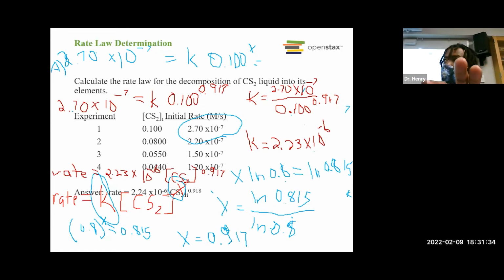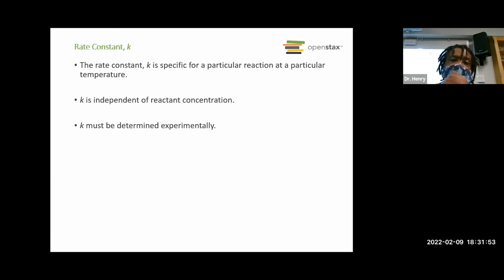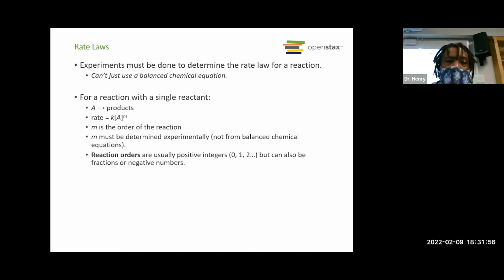So as you guys can see from this data, the determination of your rate constant is going to have to be done experimentally, and then you use the data that you've collected to calculate it. The order of the reaction has to be determined experimentally as well. Those are the two things that are definitely going to have to be determined experimentally. So you can't rely on stoichiometry, or a balanced chemical equation, to determine the rate constant or the order.